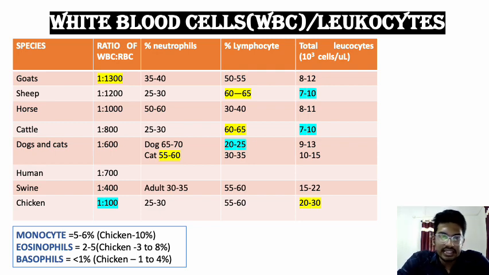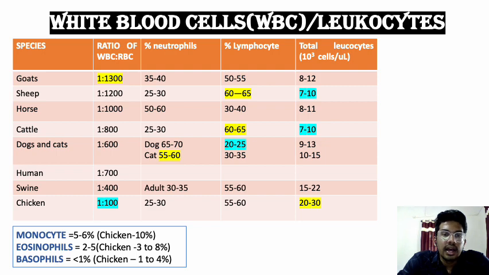Now let's see some numerical data, where I have given you the list of the species with their ratio of WBC to RBC, the percentage of neutrophils, the percentage of lymphocytes, and the total leukocytes in 10 raised to 3 cells per microliter. We already know that in the case of RBCs, the numbers were in million cells per microliter, but here the cell numbers are in 1000 cells per microliter. 10 raised to 3 means 1000. We can see that in the case of goats, the ratio of WBC to RBC is the highest, 1 is to 300. In the case of chicken, it is only 1 is to 100. Please study at least the highest and the lowest.